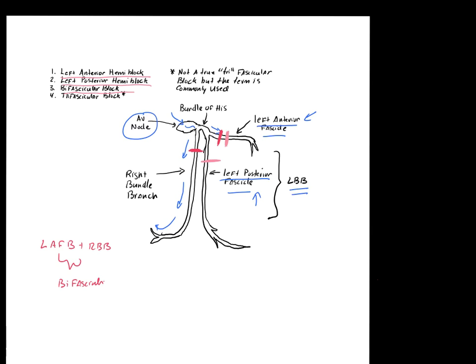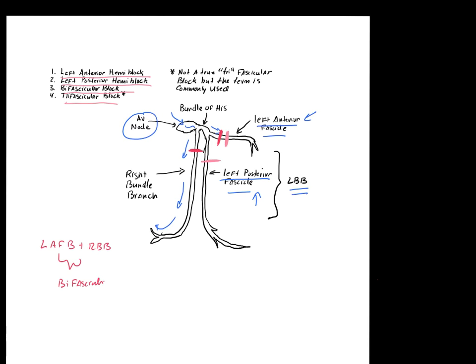And then finally, we can also get something called a trifascicular block. And again, this is kind of tricky. The terminology is tricky here because if I blocked everything, the right bundle branch, the left anterior, left posterior, what would that give me? Ventricular rhythm. Yeah, it'd give me nothing, right? It'd give me some ventricular escape rhythm, right?